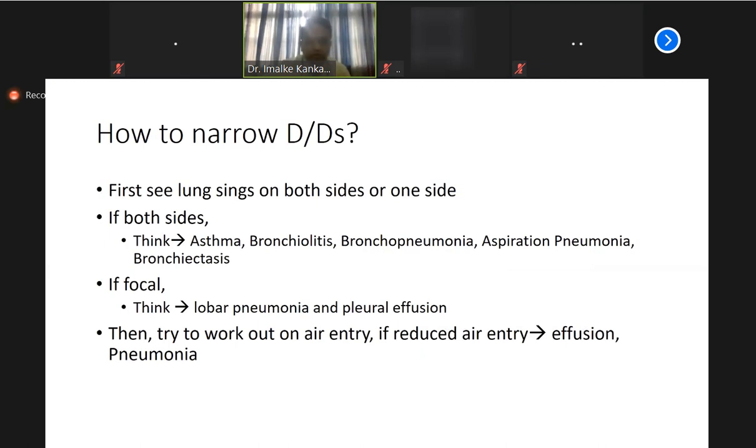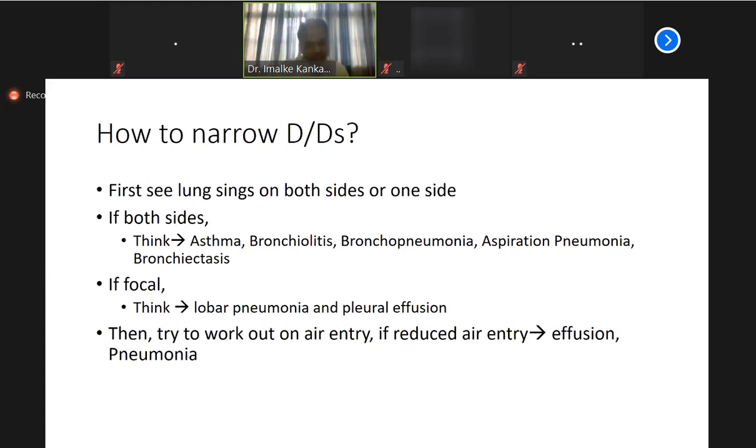How to narrow differential diagnosis. So this is how I do. First, see lung size on both sides or one side. Now, when you put your stethoscope, concentrate on what I am going to do. Concentrate whether you are going to see any difference in either side. Doesn't matter what the difference is, right?